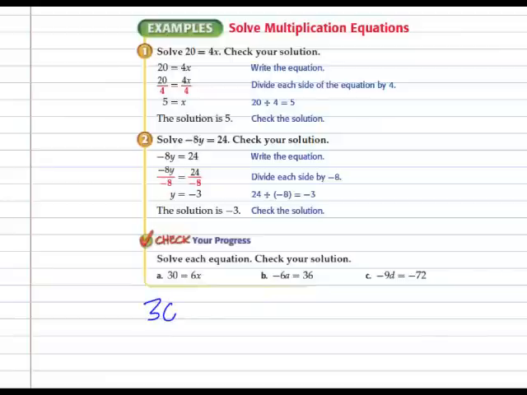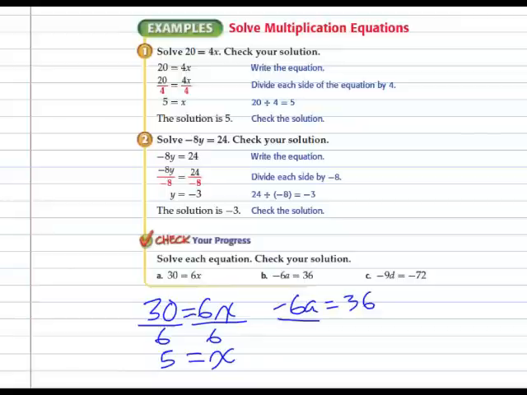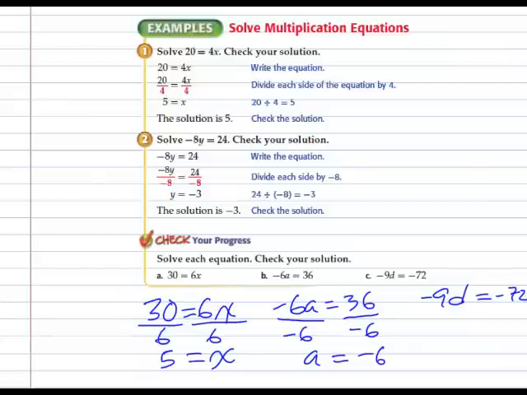In my 3 examples at the bottom. 30 equals 6x. I divide both sides of my equation by 6. x equals 5. So the solution of the equation 30 equals 6x is 5. In B, negative 6a equals 36. Divide both sides of my equation by negative 6. a equals negative 6. In my third example, negative 9d equals negative 72. Divide both sides of my equation by negative 9. d equals positive 8.